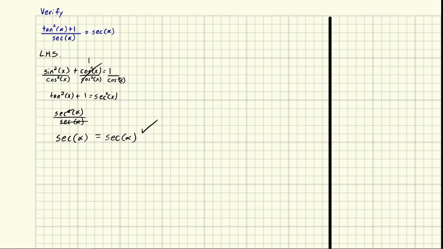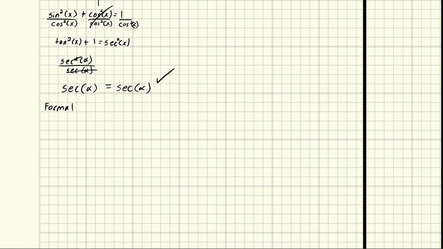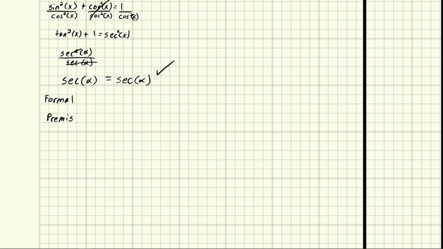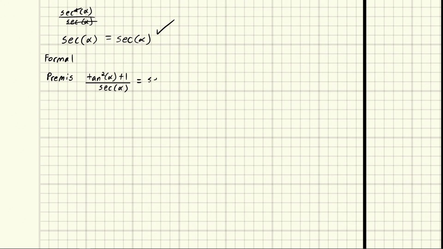However, some professors want you to write this out a little more formally as a way of showing that the steps are logically connected. So the way we can do that is, let's write it out formal. And we're going to say first we have our premise, or posit or whatever. We're taking for granted that tangent squared alpha plus 1 over secant alpha is equal to secant alpha.